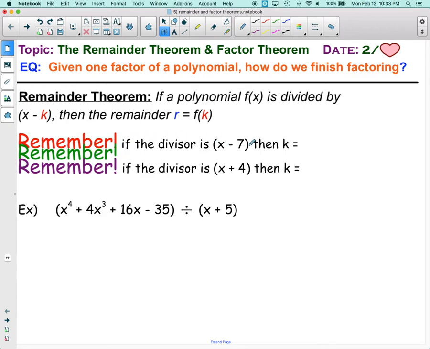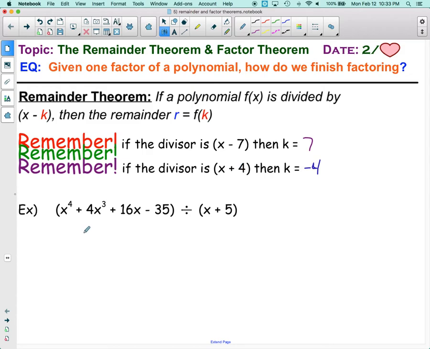Just remember that when we divide by x minus 7, what we're plugging in, that idea is that we need to switch the sign here. So that's positive 7. Or if we're going to divide by x plus 4, then we actually switch that sign, so we're plugging in negative 4. So just remember that sign switch. We've talked about that in the past. When we go to do the synthetic division, we have to switch the sign of the divisor.